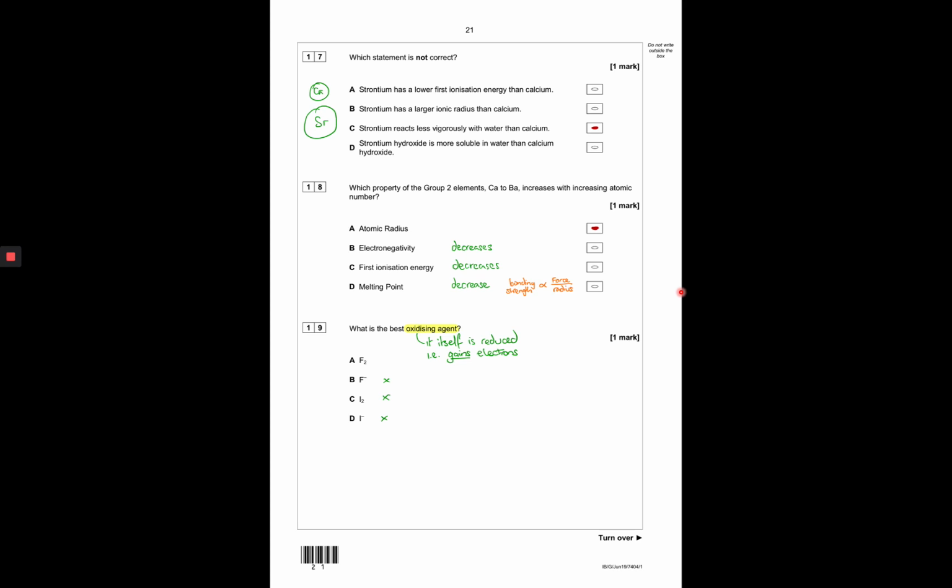And there is a reactivity series, basically, where you can think of group 7 as having a reactivity series where fluorine is more reactive than chlorine, which is more reactive than bromine, which is more reactive than iodine. So reactivity decreases down group 7, and that is really a reflection of its ability to gain an electron and therefore be an oxidizing agent.